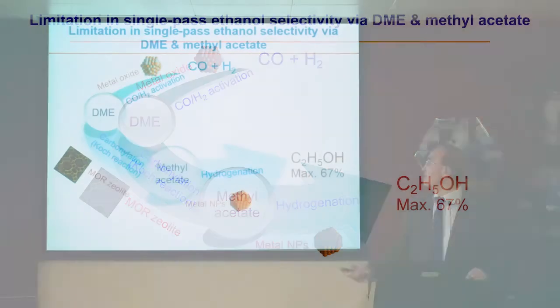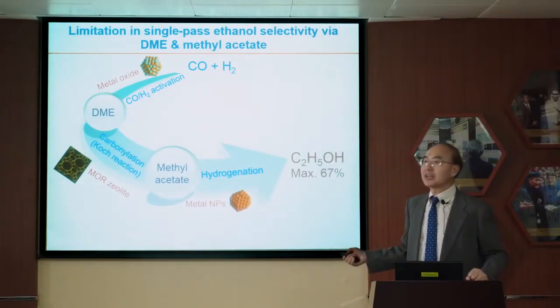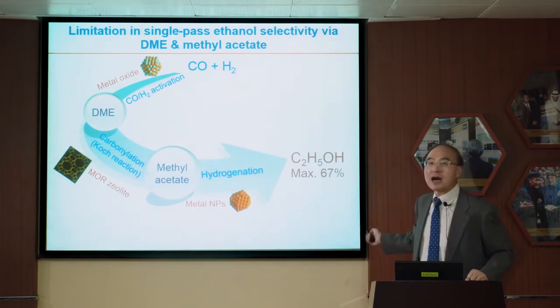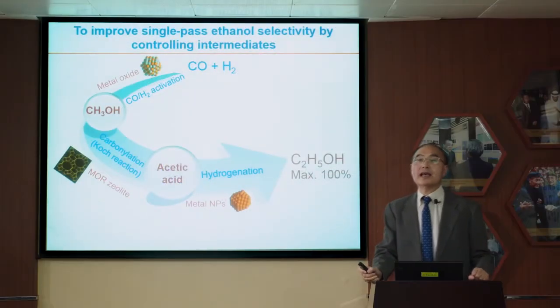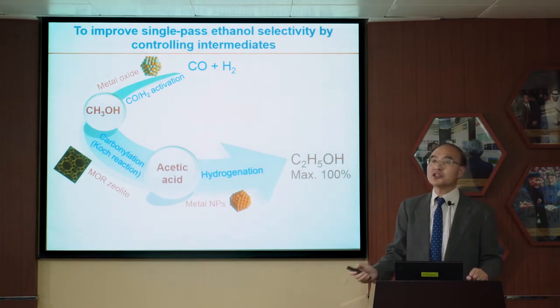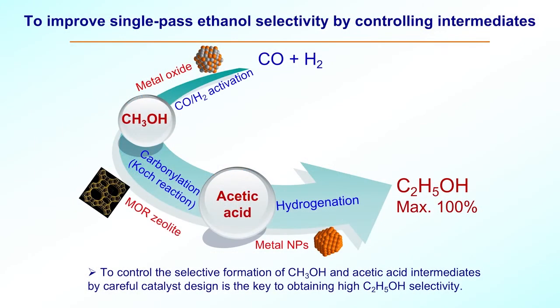However, this route via DME and methyl acetate can only provide a maximum single-pass ethanol selectivity of 67% because of the formation of methanol during the hydrogenation of methyl acetate. So to improve the single-pass ethanol selectivity, the reaction intermediate should be precisely controlled. That is to say, to control the selective formation of methanol and acetic acid intermediates by careful catalyst design in each step is the key to obtaining high ethanol selectivity.